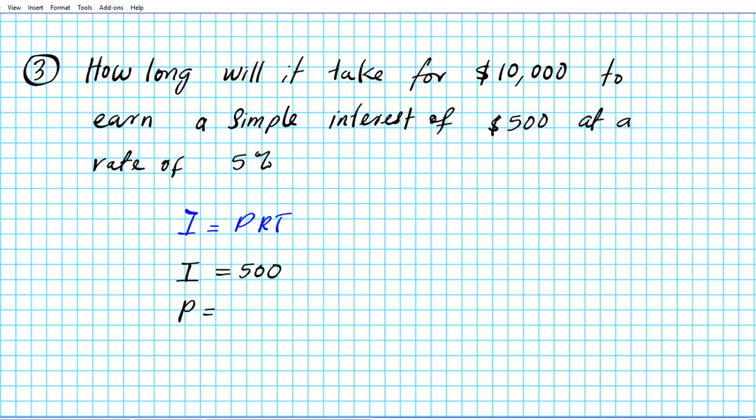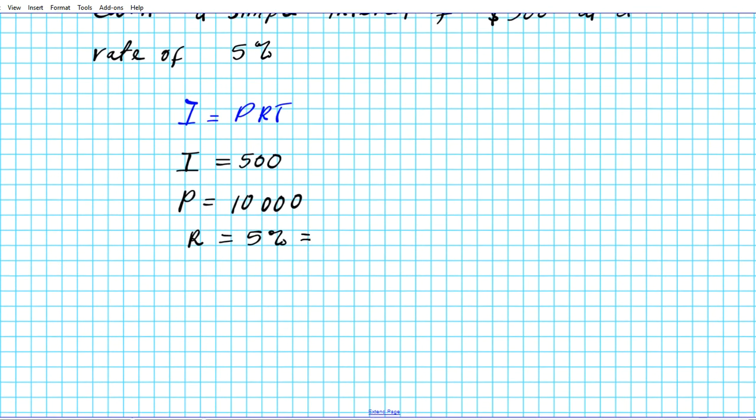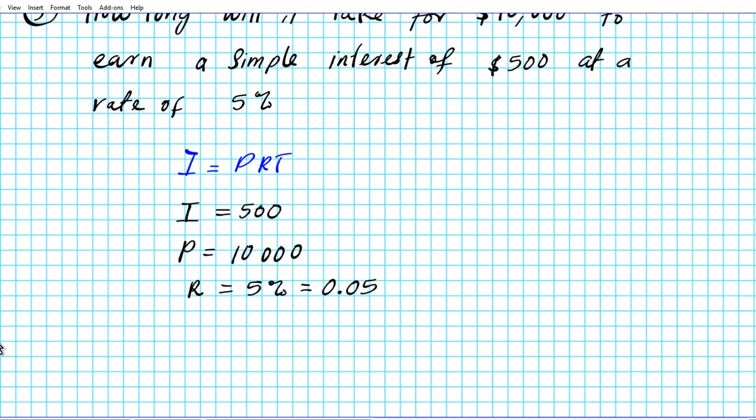The principal P, the starting amount, is 10,000. The rate R is 5%. This has to be converted into decimal form, which is 0.05. Okay, so these are the values that we know. What do we need? What are we calculating? We're calculating how long it would take to earn an interest of 500. So t is the unknown here. Alright, so let's go ahead and substitute what we know and need into the formula.